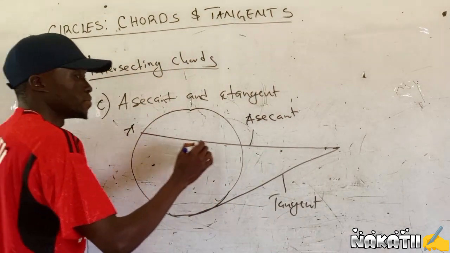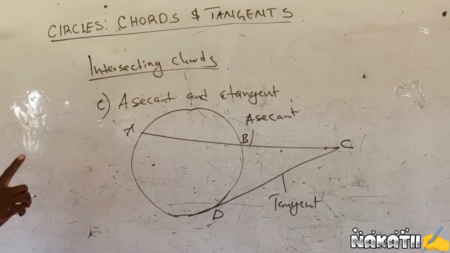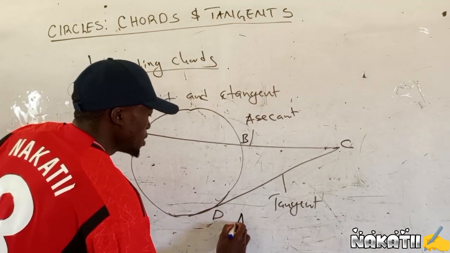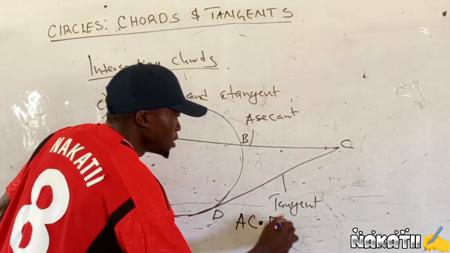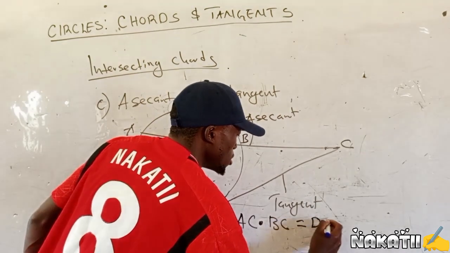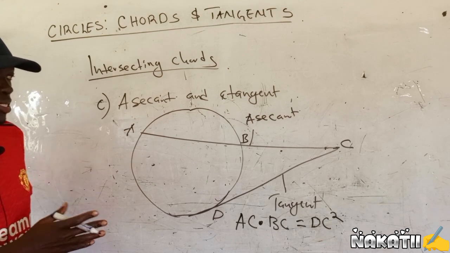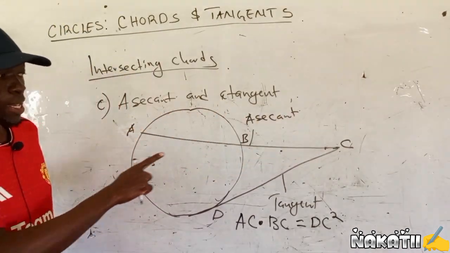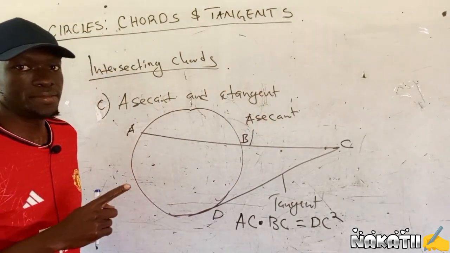So if this is A, this is B, this is C, and this is D, then how do you relate the length? We say that if you take length AC, you multiply by length BC, this should be equal to DC squared. That is how you relate when you have a secant and a tangent. We are saying length AC multiplied by length BC should be equal to length DC squared.